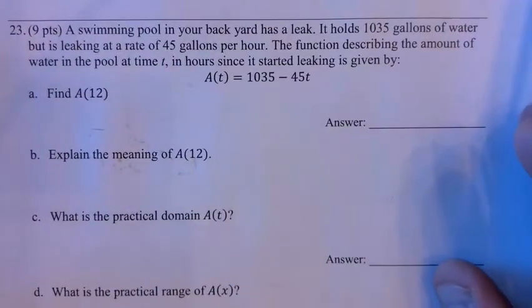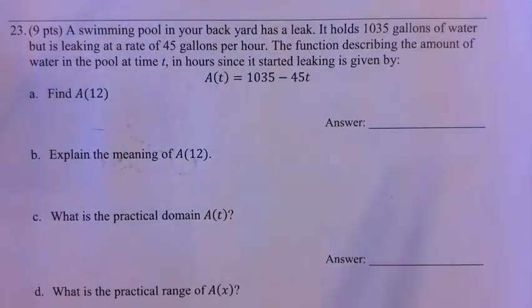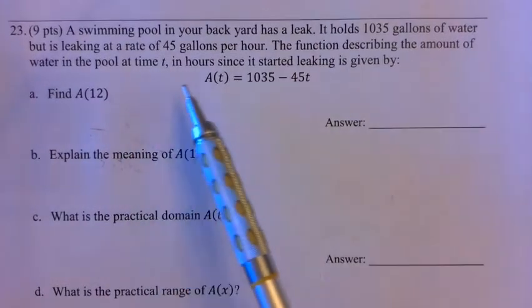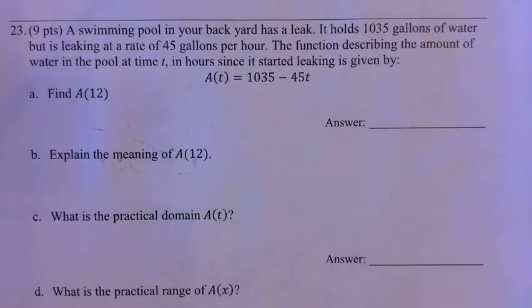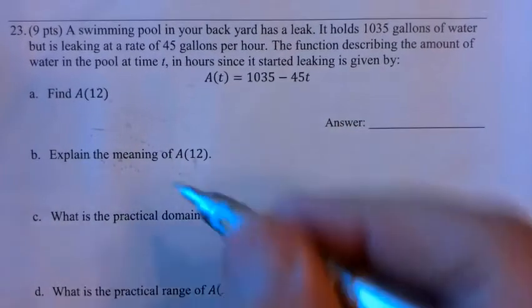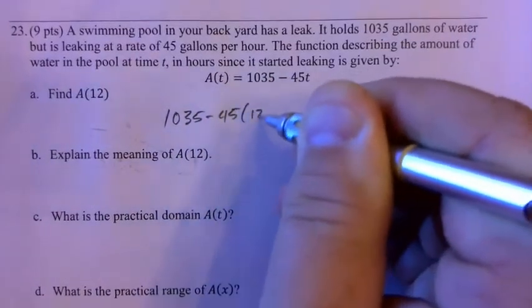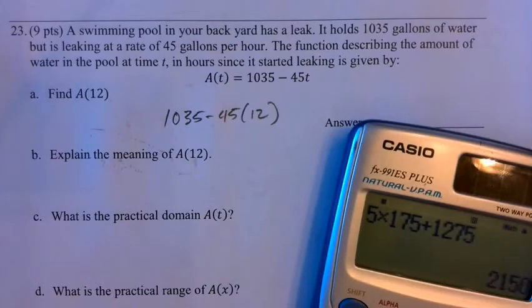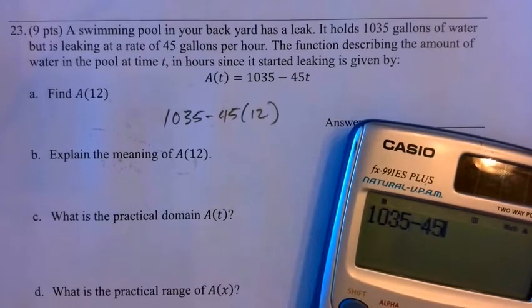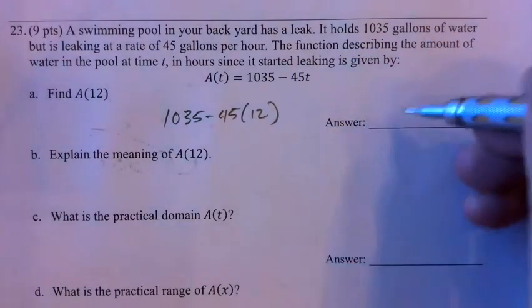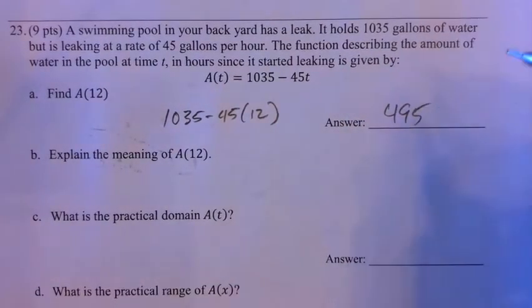A swimming pool in your backyard has a leak. It holds 1,035 gallons of water, but it's leaking at a rate of 45 gallons per hour. The function describing the amount of water in the pool at any time t is given by that. Find A of 12. So I just have to put 12 into that equation. 1,035 minus 45 times 12. Bingo, gives me 495. What is that?